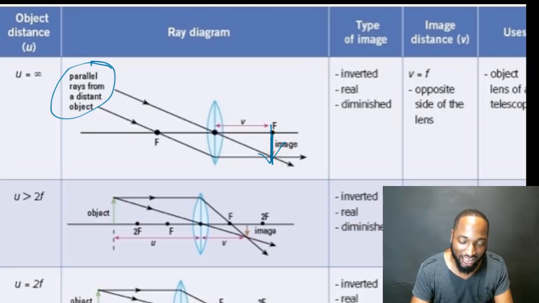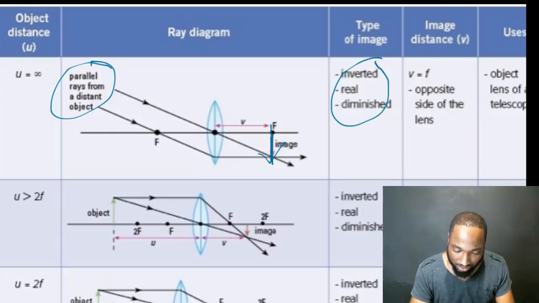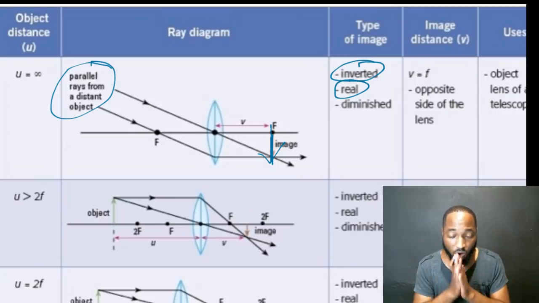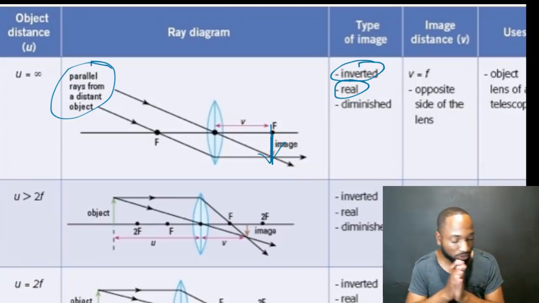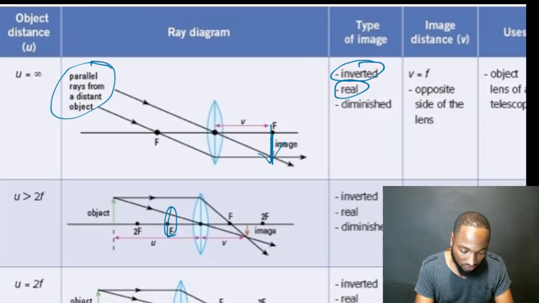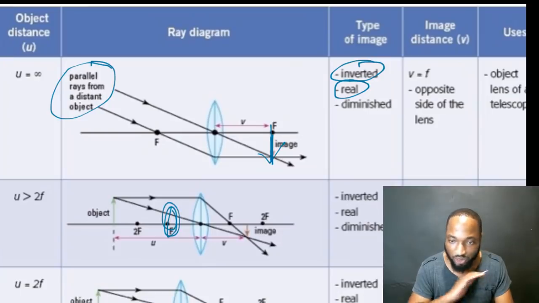I don't really have anything on these to worry about. Type of image, this is what I need to look at. So the image is inverted, real. All the images will be real except once we come beyond the first focal point. That's the only virtual one. Well done, Gianna.